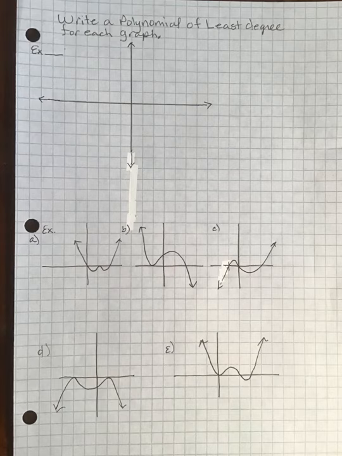Okay, in this problem, we are writing a polynomial of least degree for each graph. So we're going to talk about what it means for least degree that has a particular zero. So let me set up a problem for you. So let's look at this W.